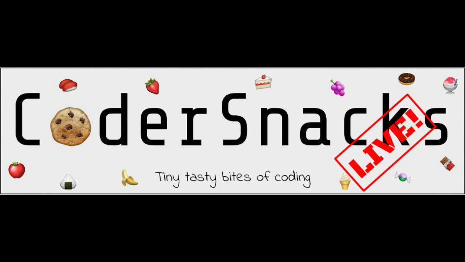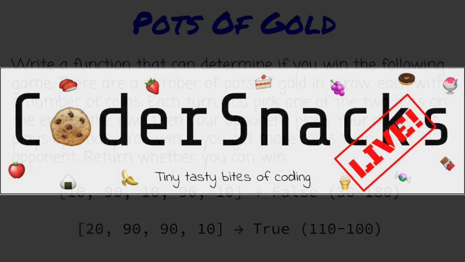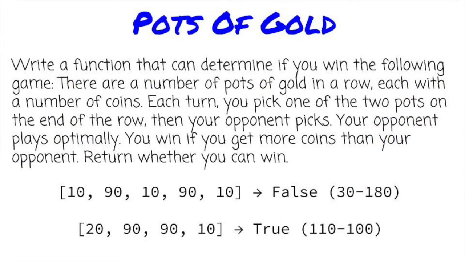Today we're doing another live video, this time with a Google interview question. Write a function that determines if you can win a game where you have a line of pots of gold, and each turn you can choose a pot on either end, and your opponent does the same, and you win if you get more gold than your opponent when there are no pots left. We'll do this one using a plain text editor.